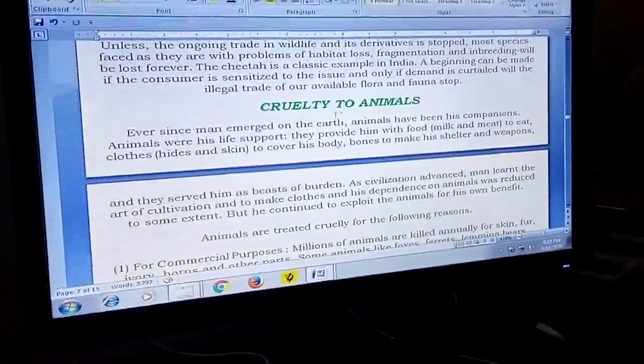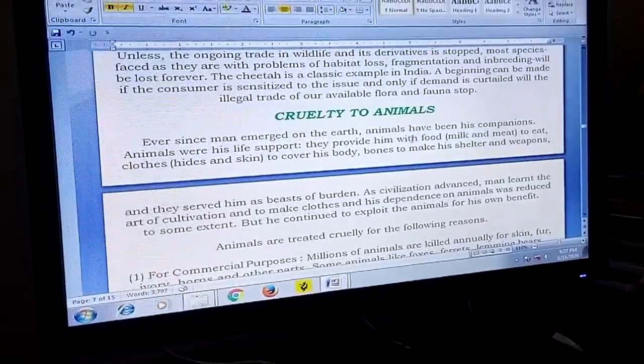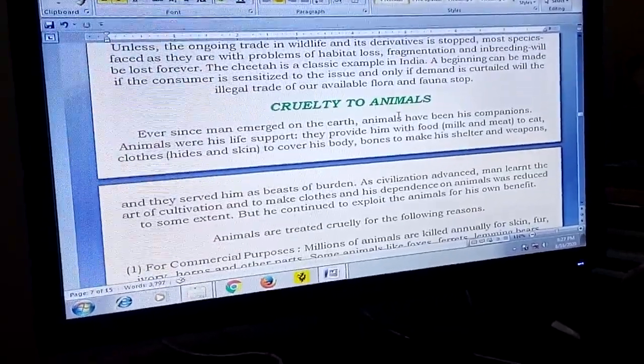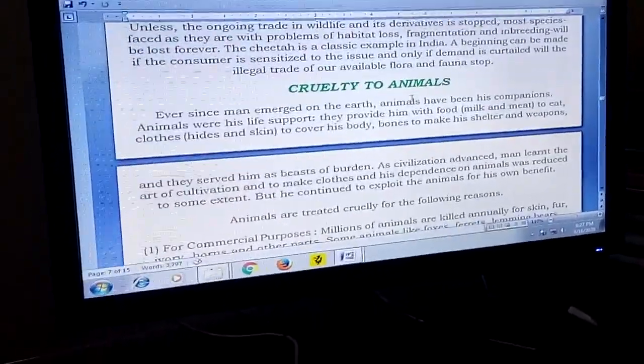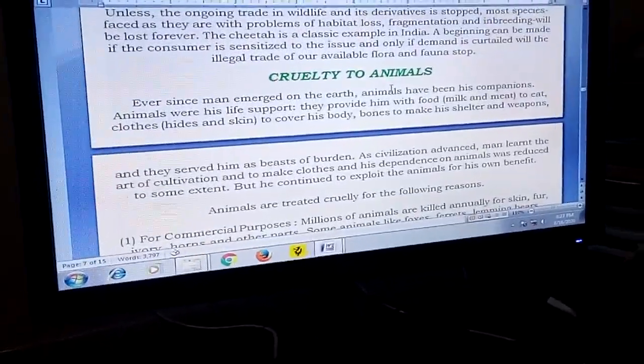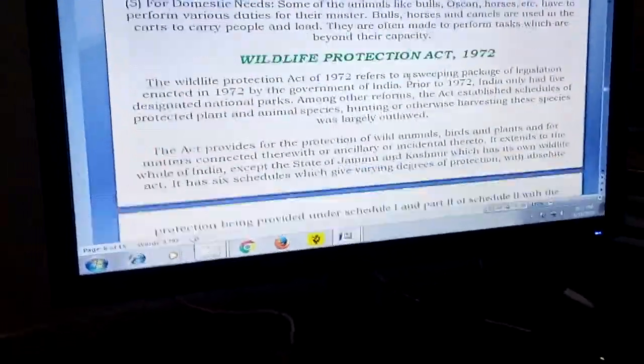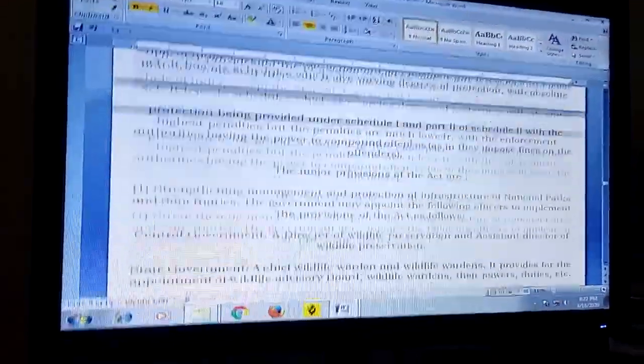And then cruelty to animals. It is very unjust that we kill animals, and this action is cruelty. And finally, the Wildlife Protection Act of 1972.